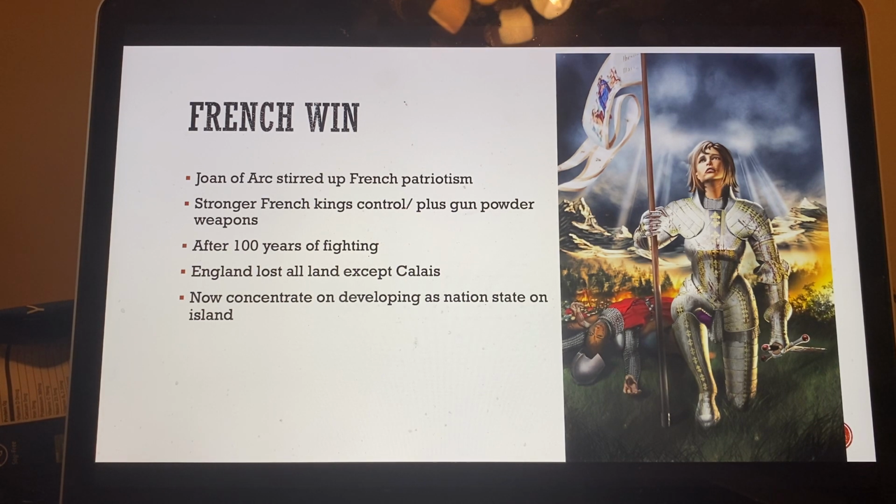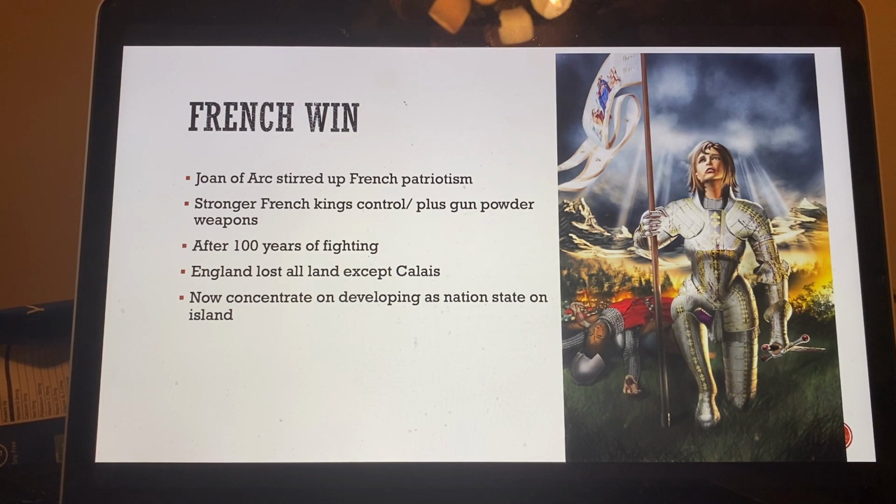So the French kings became stronger. Plus, they had gunpowder weapons. After 100 years of fighting, England lost all its land except Calais. So basically, England became the loser in the 100-Year War. And now England would concentrate on becoming a nation, and France would be concentrating on becoming its nation.